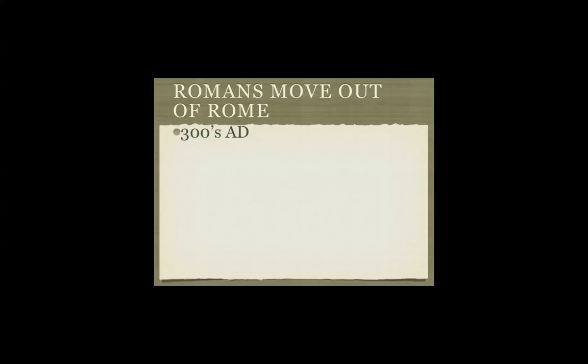In the 300s AD, the Romans encountered some problems, though. A lot of people wanted to move out of Rome. Why? Because there was high unemployment. There was a lot of crime and corruption and overcrowding. A lot of people had moved to the city looking for jobs.